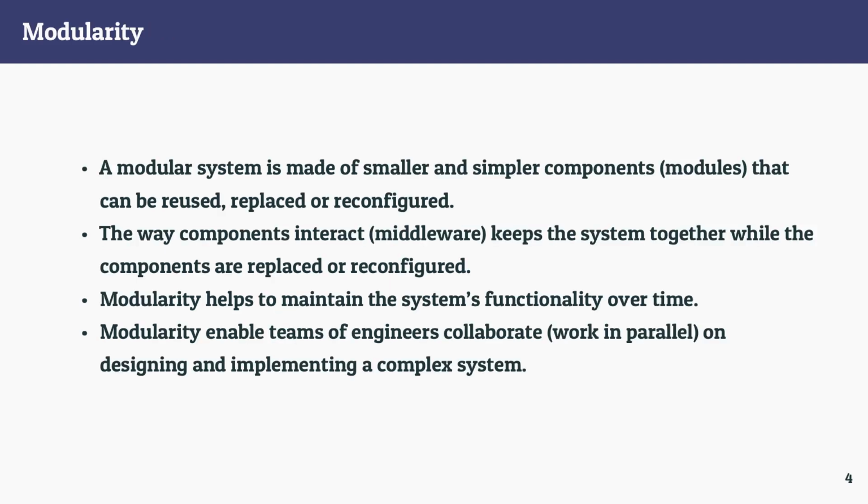A modular system is a system that is composed of smaller and simpler components that can be reused, replaced, or reconfigured. In a modular system, all the components may get replaced over time, but the components interact, or the middleware keeps the system together. This helps to maintain the system over time. One of the main benefits of modularity is that multiple teams of engineers can work in parallel on the same complex product. As long as they keep the interfaces of each component to the rest of the system, they can make changes and integrate the resulting component back into the system.